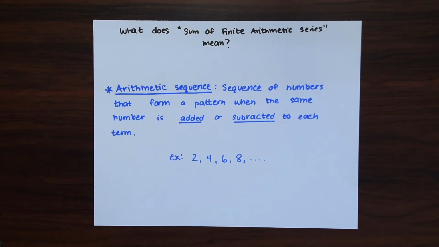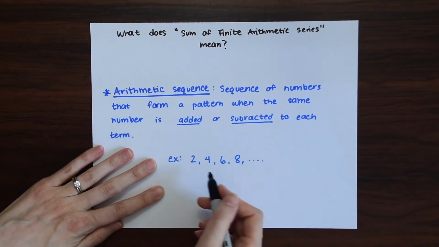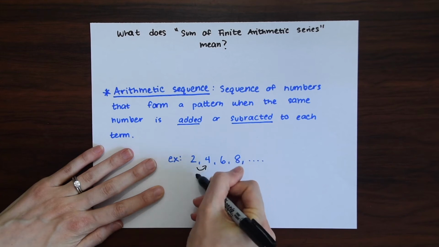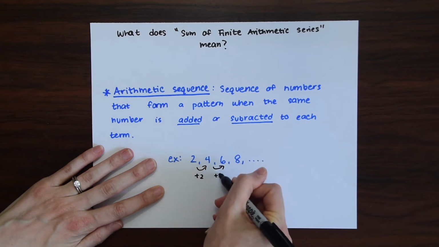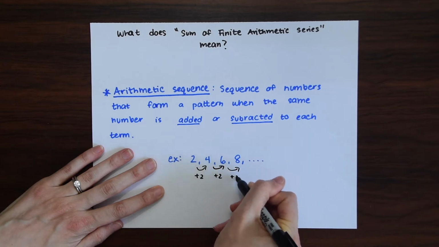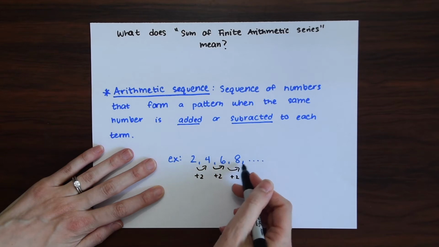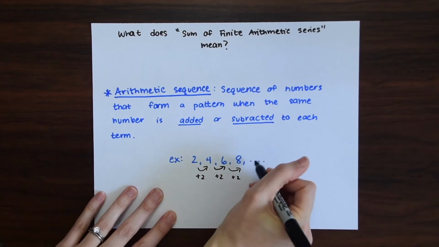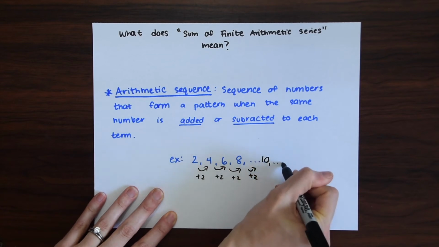It is a sequence of numbers that form a pattern when the same number is added or subtracted to each term. So if you look at our example here, we have the sequence 2, 4, 6, 8. If you want to think about how these numbers are related to each other, you could see that we're just adding 2 to each term. So 2 plus 2 is 4, 4 plus 2 is 6, and 6 plus 2 is 8, and then we could keep going. If we wanted to find the value of the next term, we would just add 2 to 8, which would give us 10, and this pattern could keep going.